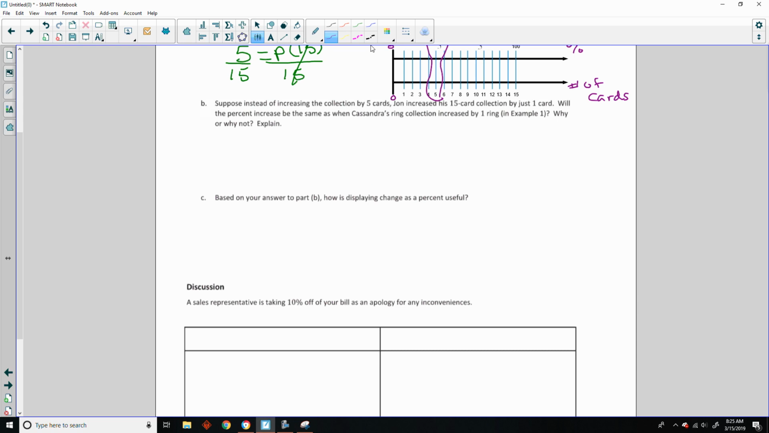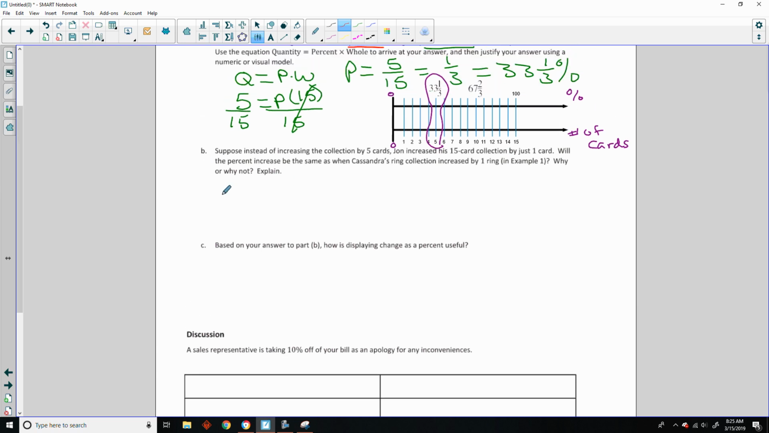Part B says, suppose instead of increasing the collection by 5 cards, John increased his 15 card collection by just 1 card. Will the percent increase be the same as when Cassandra's ring collection increased by 1 ring in Example 1, why or why not? So she increased 1 ring out of a total of 5, which was 20%. So the answer here is no, because 1 card is 6 and 2/3%, not 20%. And the way we could say that is 1 out of 15 is less than 1 out of 5.